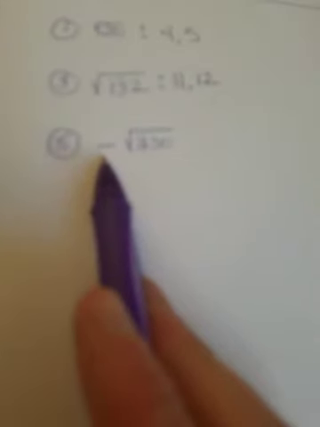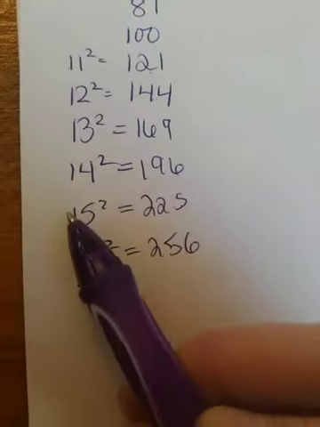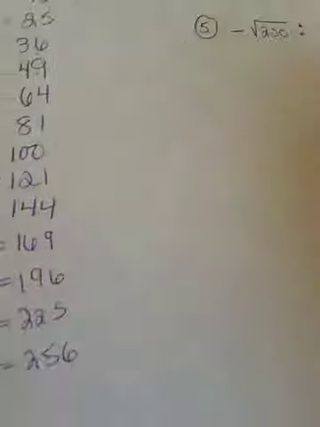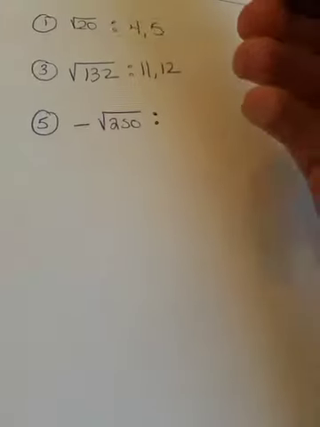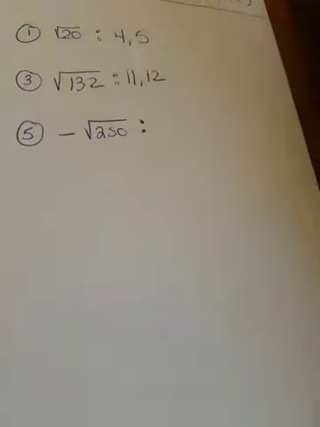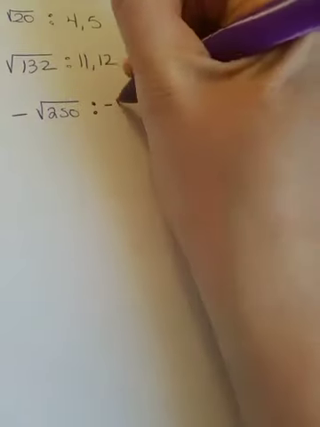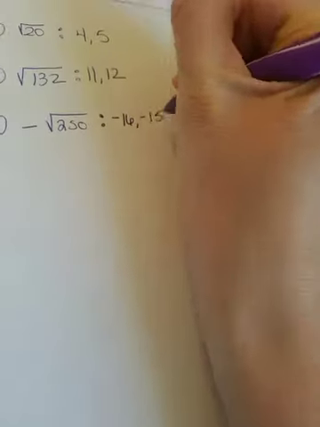Now, though, we have to take into consideration the negative that's in front of the square root. So I have to just go back and say, okay, well, that just means that it's between negative 15 and negative 16. That's all. So remember, you write them from least to greatest. This is always a little thing that gets people. So negative 16 is smaller than negative 15. That's all.